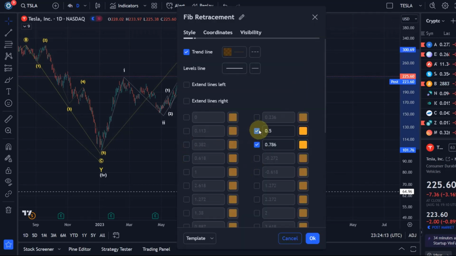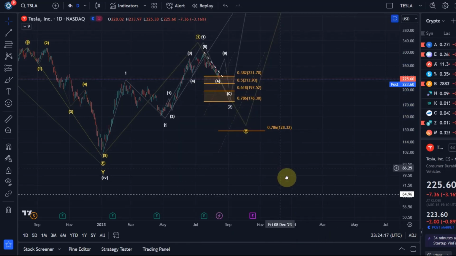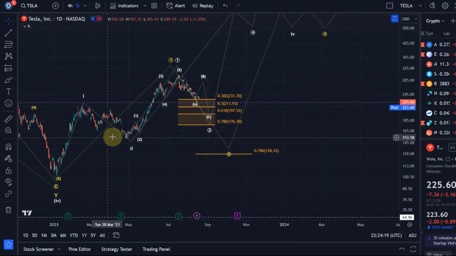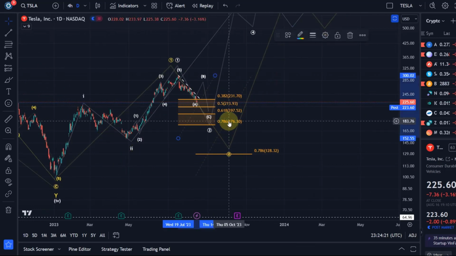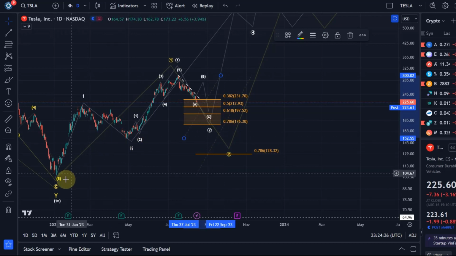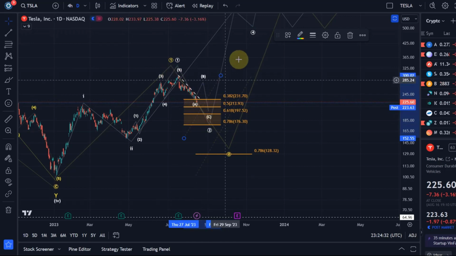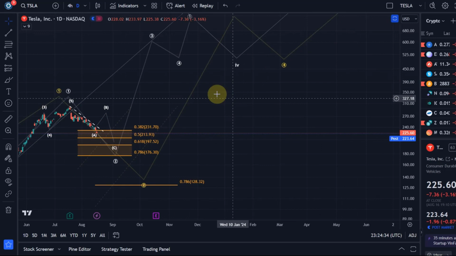So let's add the relevant Fib level as well here. We've got two support zones. The first one, and that is currently my primary scenario, is the idea that we moved up in a 1-2-1-2 setup, and we're now obviously in the second lower degree wave 2. Price could rally next in the third wave.